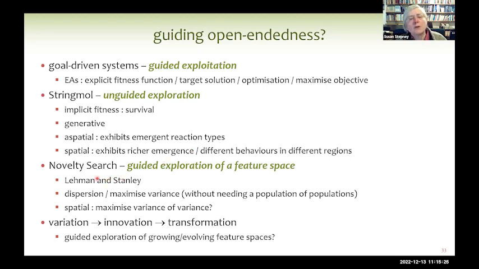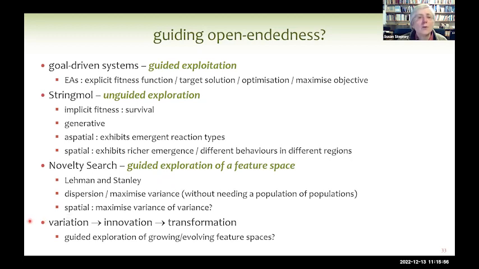The novelty search algorithm by Lehman and Stanley is a kind of guided exploration of a feature space. So it's a dispersive algorithm. Your fitness function is to be different from everybody else. In some sense, it's trying to maximize the variance in the population without needing a population of populations to do that. And so that's quite interesting. But it's maximizing variance within a given feature space.